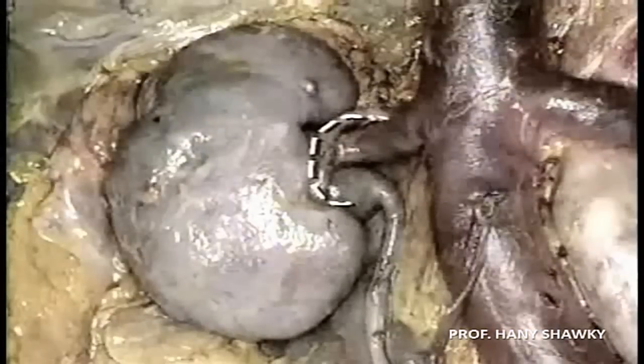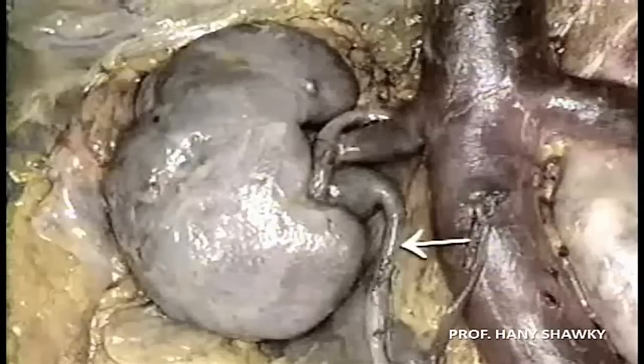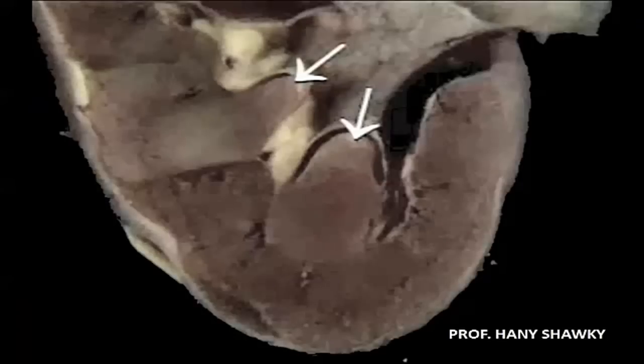This is the hilum of the right kidney. This is the renal pelvis. And this is the ureter. These are major calyces in the sinus of the kidney. And these are renal papillae, or the apices of the renal pyramids, which are surrounded by minor calyces.